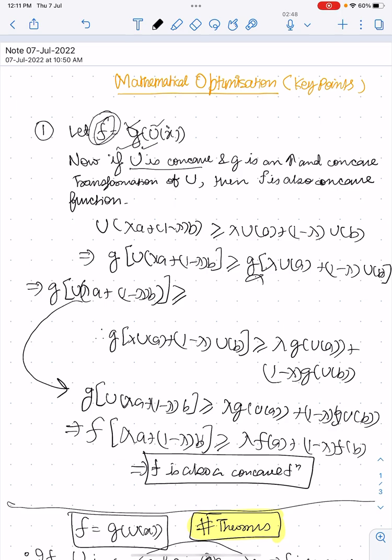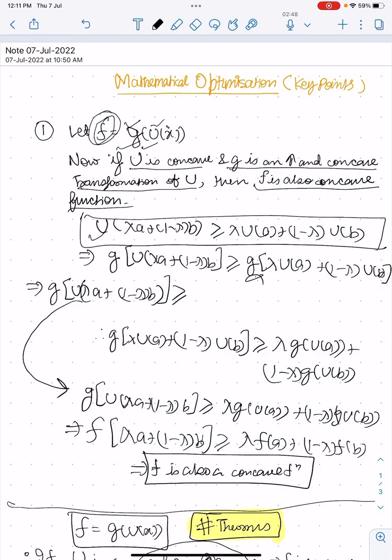Since u is a concave function and g is an increasing and concave function, hence the transformation of u with g implies that f is also a concave function. The proof of this goes on like this. Since u is a concave function, the convex combination of points in the R2 space will have this property, right? Since u is a concave function. Now g is an increasing function, so applying the properties of an increasing function, you can get this statement.